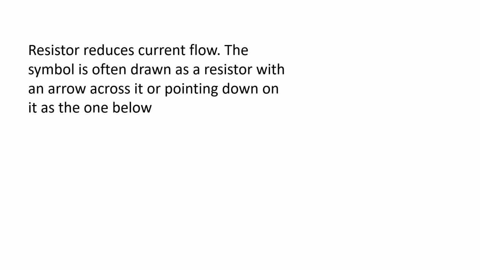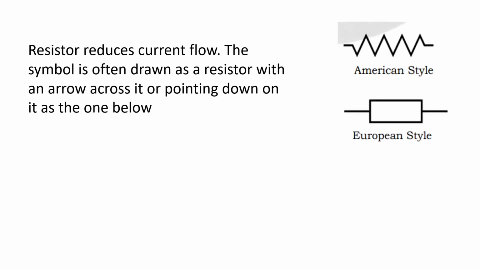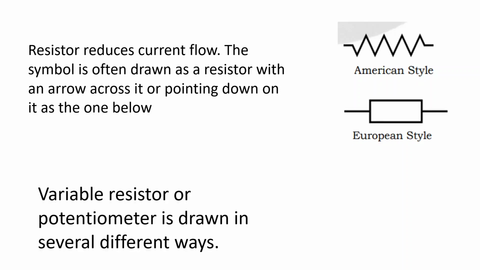Resistor reduces current flow. The symbol is often drawn as a resistor with an arrow across it or pointing down on it, as shown below. So we have the American style and the European style. So when you see this type of resistor, you know if it is American style or European style. Next, we have the variable resistor or potentiometer, drawn in several different ways.